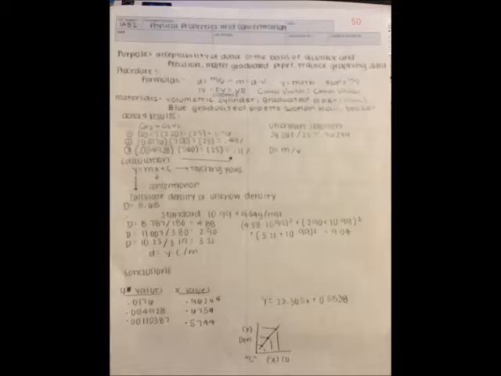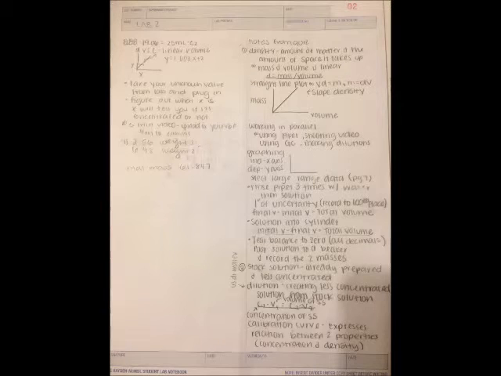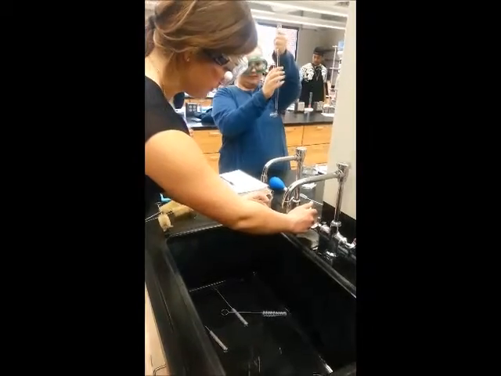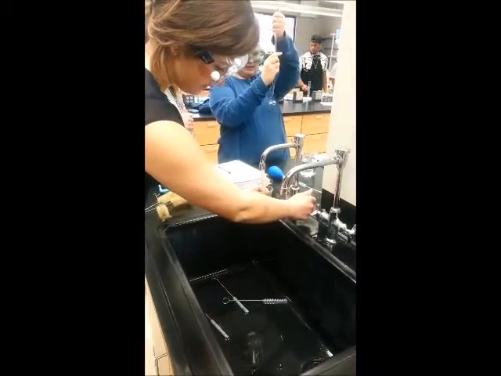Your notebook should be filled with notes, calculations, and a graph. It should look like this. That's the end of the lab. Remember to rinse out all glassware you used and clean up after yourself.